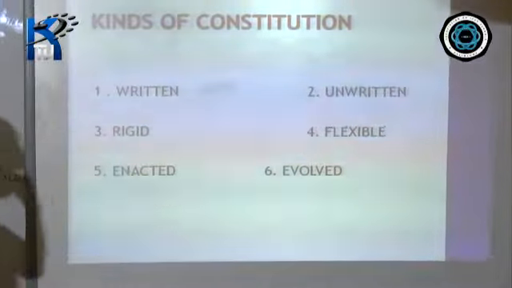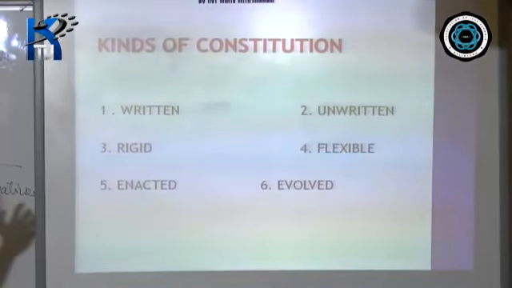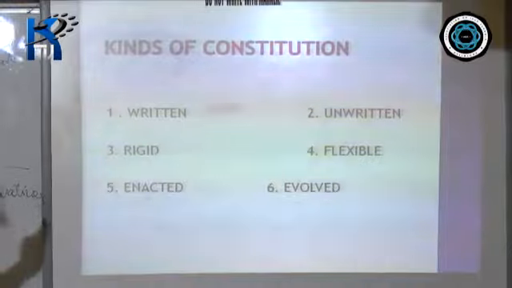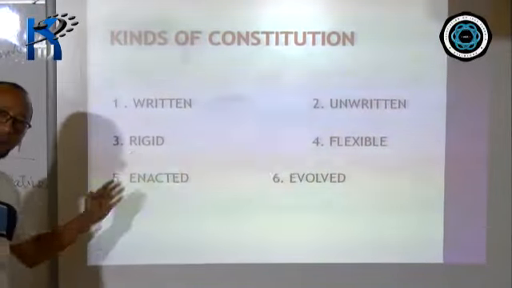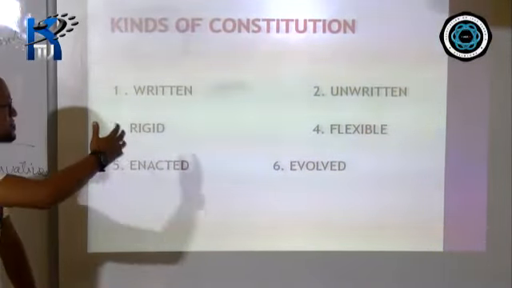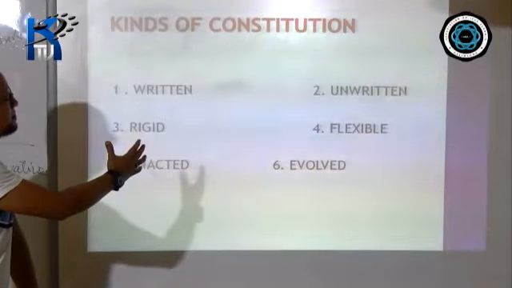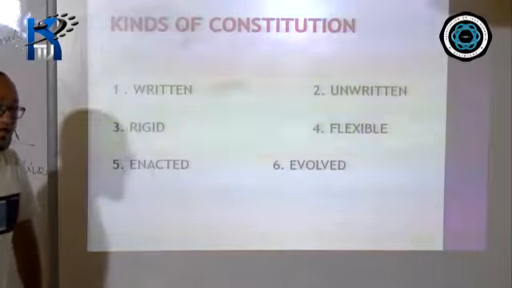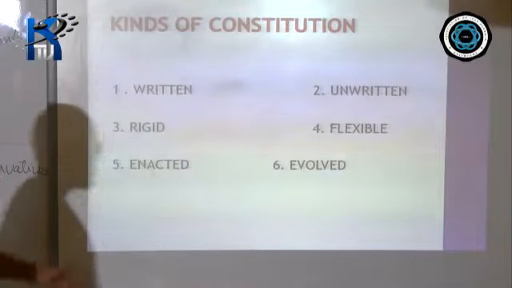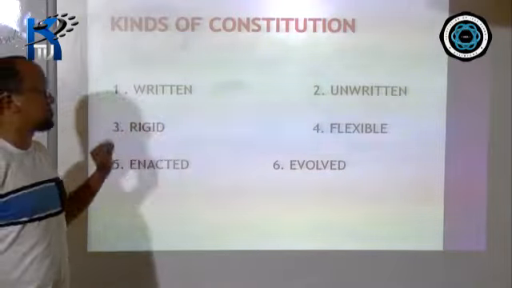Okay, you see here, the kinds of Constitution: written, unwritten, rigid, flexible, enacted, and evolved. These are the basic kinds of Constitution which have been classified. I'd like to go one at a time. Firstly, let's look into the written Constitution.